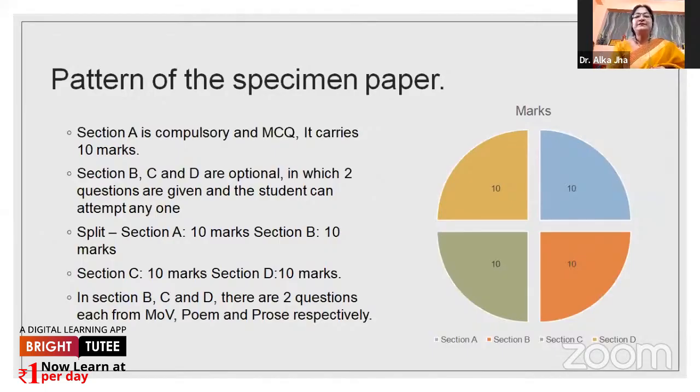So this is very plain. This is very simple. 10 marks, 10 marks, 10 marks, 10 marks. So no change at all. We stick to the same pattern. But it is very different from the language paper, so children have to be told about that. Carry on. Yes, of course.